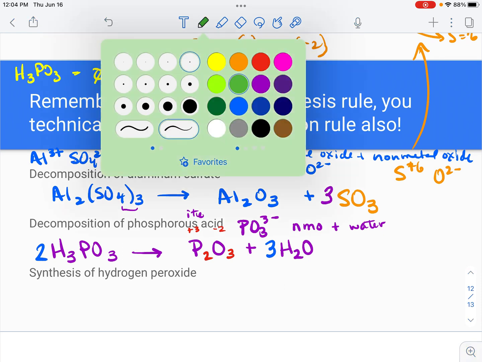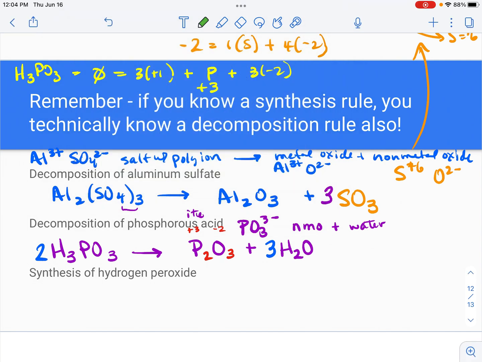Okay, and then finally, if I'm going to synthesize hydrogen peroxide, remember hydrogen peroxide decomposed into water and oxygen. So if I have H2O plus O2, it should form H2O2. And to balance the equation, remember I have the odd even. I'm going to double that, and that should fix it.